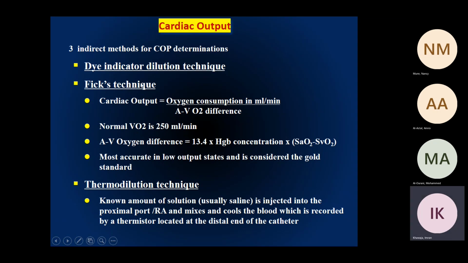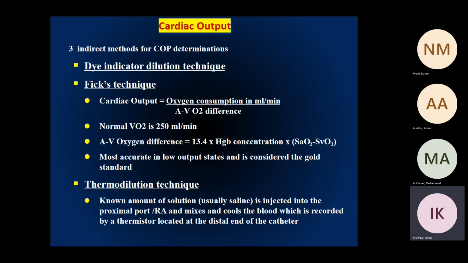Now, the Fick's technique has to do with the oxygen consumption formula. So your cardiac output will be the oxygen consumption over the arterial mixed venous oxygen difference. A normal VO2 is like 250 ml, and then you do the calculation here and you get your cardiac output. This is more accurate, considered the gold standard, especially in low cardiac output states.